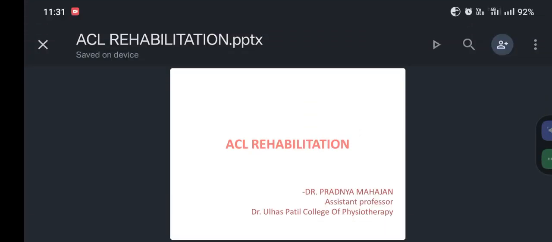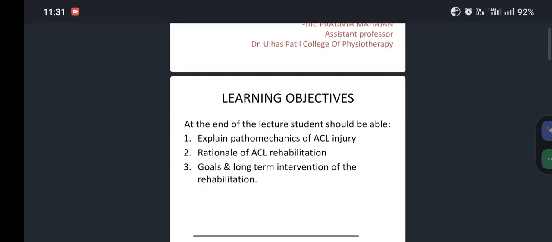Hello my dear students, in this lecture we will learn about ACL rehabilitation. The learning objectives of this lecture are that at the end of the lecture, students should be able to explain the pathomechanics of ACL injury, the rationale behind ACL rehabilitation, and the goals and long-term intervention of the rehabilitation.